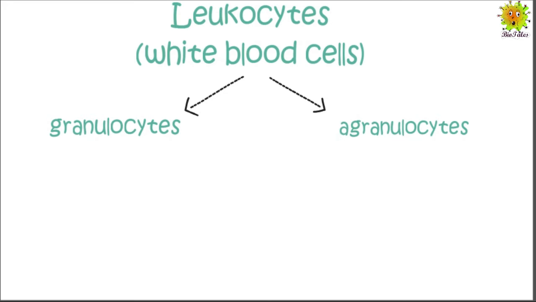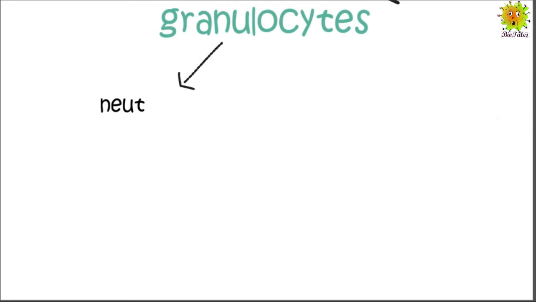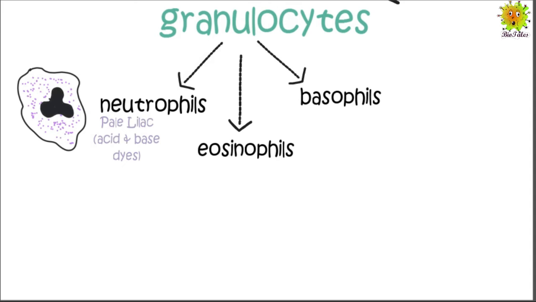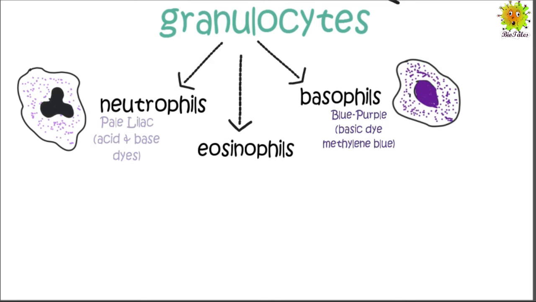On the basis of staining, these granulocytes are differentiated into three types of cells: neutrophils, basophils, and eosinophils. When neutrophils are stained with a mixture of acid and basic dyes, they stain pale lilac, while basophils stain blue-purple when stained with the basic dye methylene blue. Whereas eosinophils stain orange or red with the acidic dye eosin.